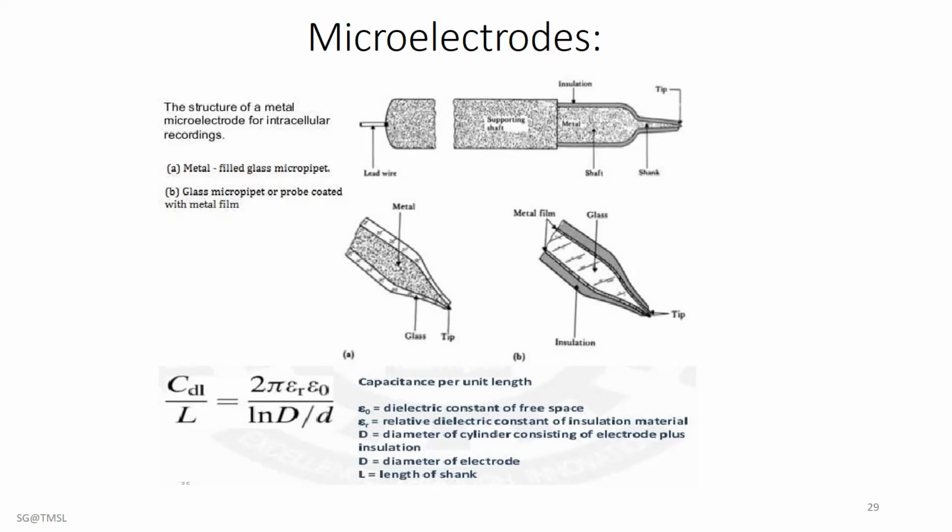The impedance of this type of microelectrode is in megaohms. Naturally, this demands amplifiers of very high impedance to avoid loading of the circuits.